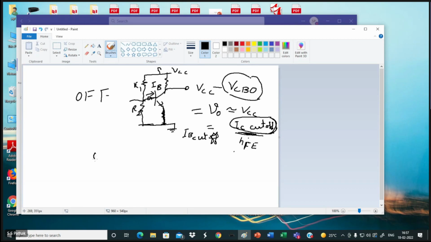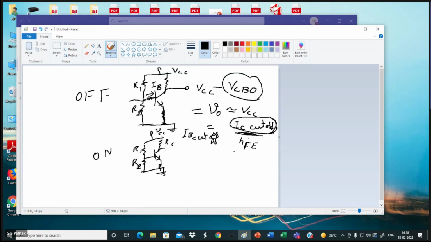When it becomes your on state, then what happens here? This is my base. I'm taking NPN because I want to talk about the positive logic. So this is my ground. This is my VCC. This is my RC. Same thing I'm taking here because the design is not changed from one state to another.